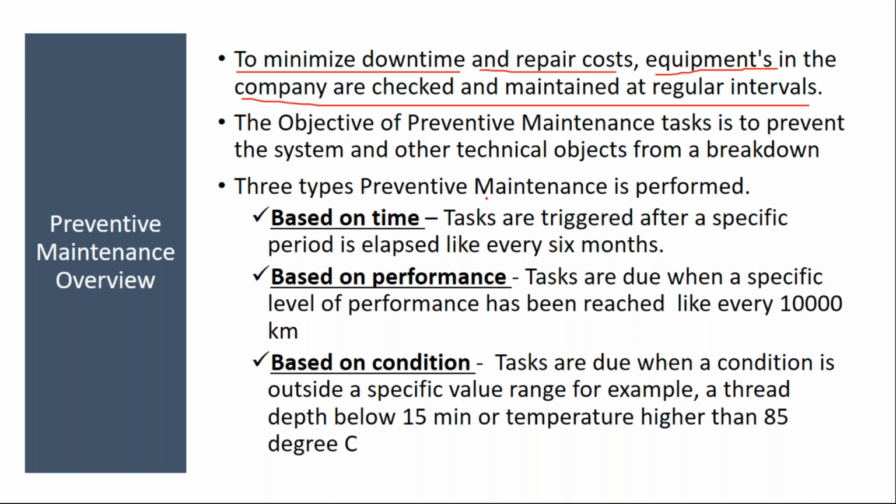Even though equipment is in good working condition, they still do some activity like cleaning the machine, applying oil and grease, and changing the critical spare parts. That maintenance activity is called preventive maintenance. So why do we need to do preventive maintenance? We need to do it to reduce the breakdown time. The objective of preventive maintenance tasks is to prevent the system and other technical objects from a breakdown. The technical object is nothing but normally your equipment.